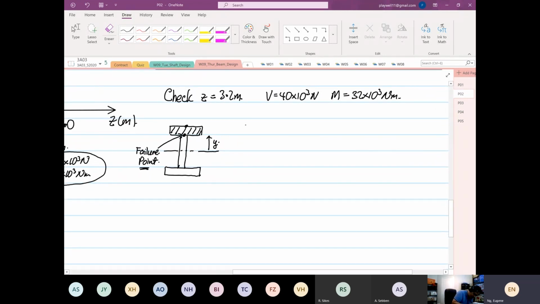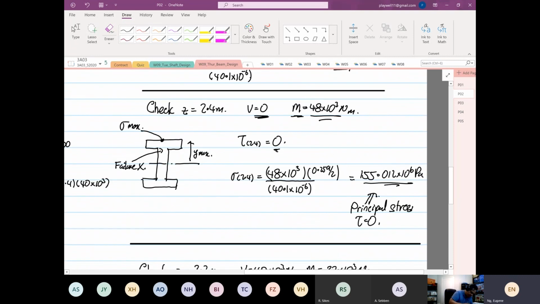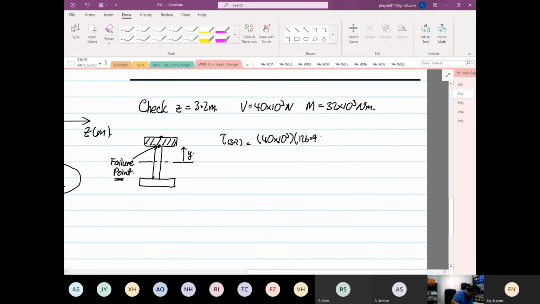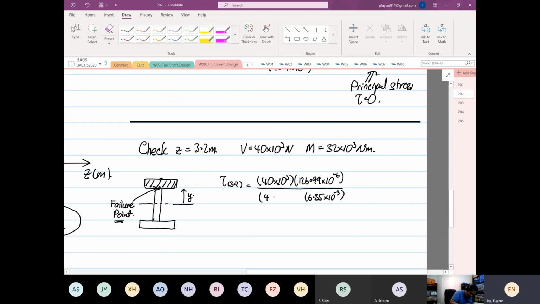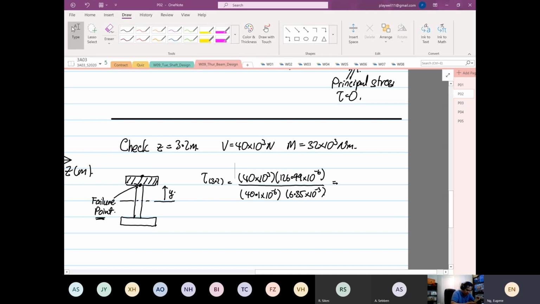Okay. So we're going to check shear at 3.2, V is 40 times 10 to the power 3. Your first moment of area is still the same, 126.99 times 10 to the power minus 6. Thickness is 6.35 times 10 to the power minus 3. And your I is 40.1 times 10 to the power minus 6. So this will be equal to 40 times 10 to the power 3 times 126.99 times 10 to the power minus 6, divided by 40.1 times 10 to the power minus 6, divided by 6.35 times 10 to the power minus 3. So it's equal to 19.949 times 10 to the power 6 Pascal.